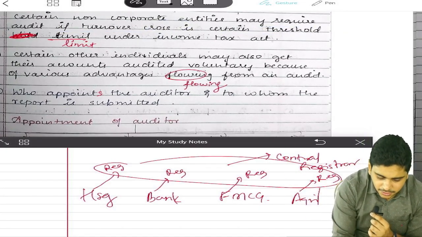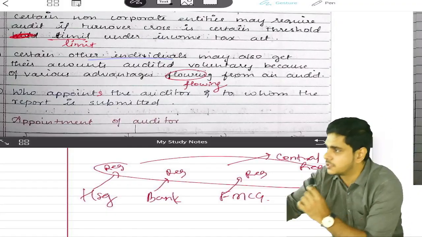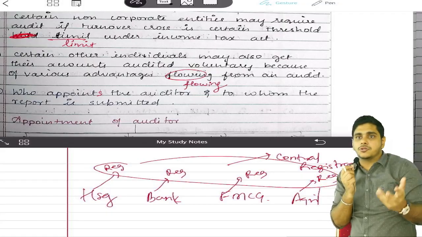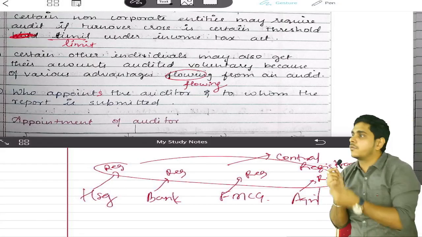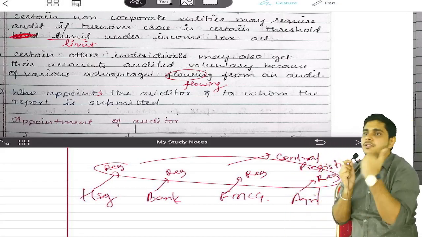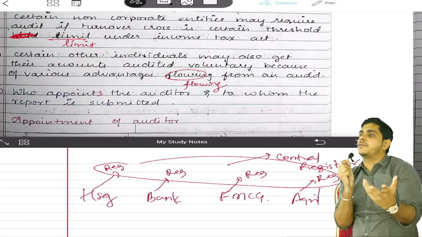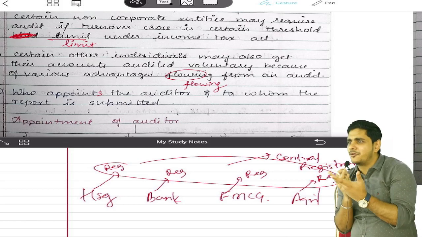However, certain other individuals, imagine my turnover is just 10 lakh rupees. I am an individual, not a company, so audit is not mandatory. My turnover is 10 lakh rupees, so I am not crossing the limit of income tax also. Still I want to get my account audited. Why? For a loan.